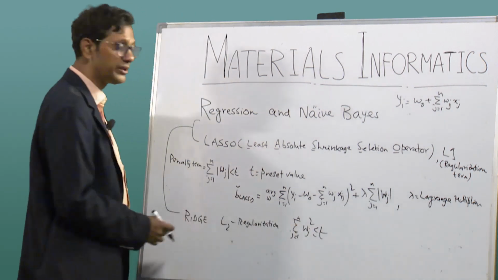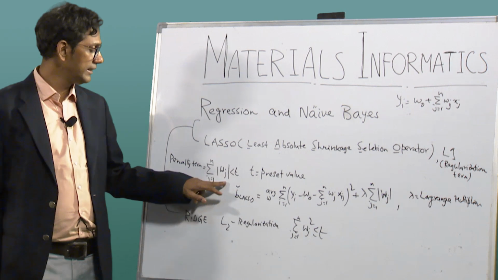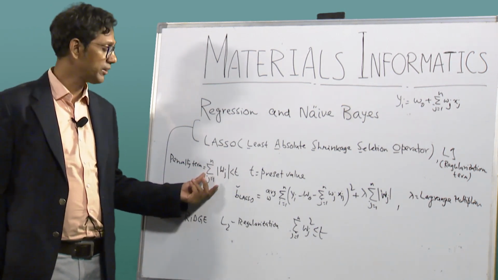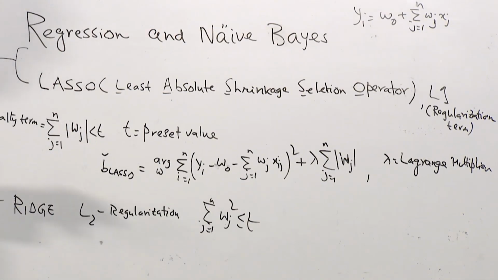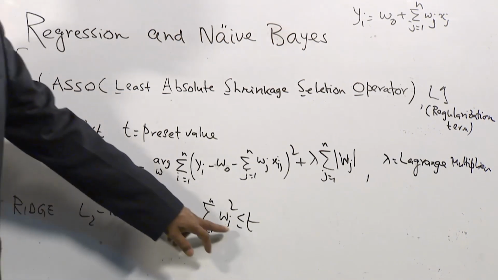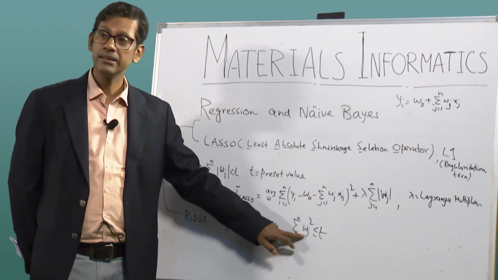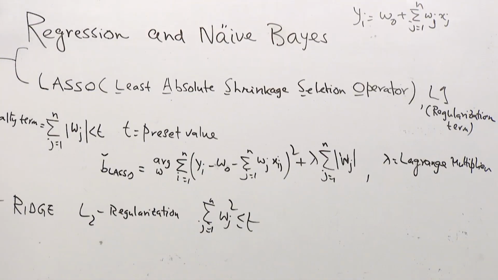So, what is the difference between these two? In the case of lasso, we are taking the summation of the absolute values of w's, summed over, and we are saying this must be less than or equal to a preset value t. But in Ridge, we are using a square term of wj, remember this square term of wj, and we are saying that must be less than or equal to a preset value t. This is your penalty or regularization term, remember this.